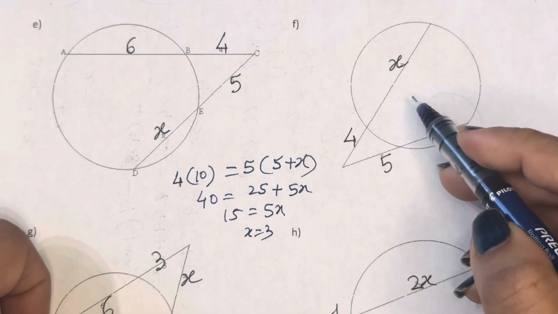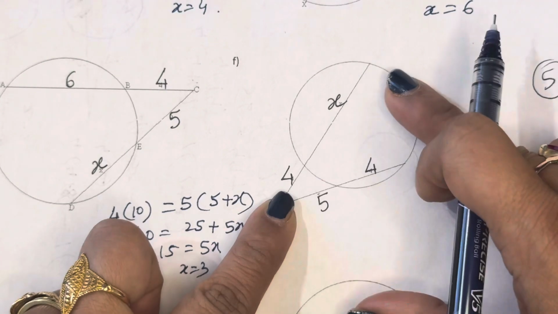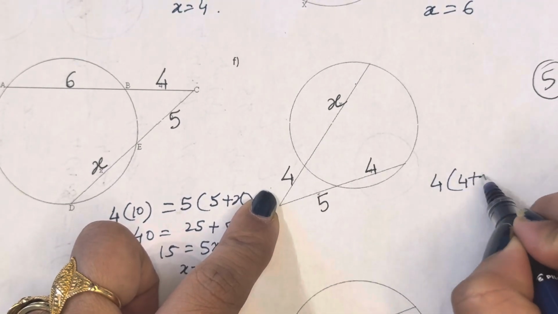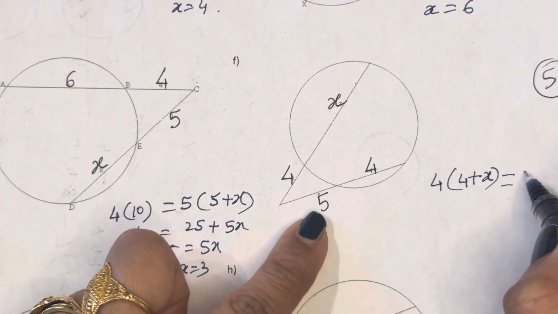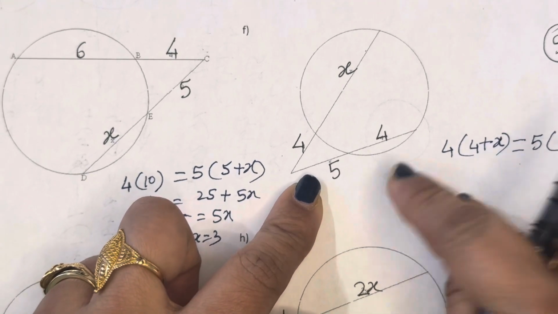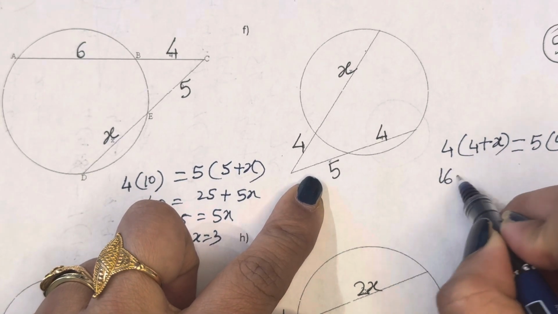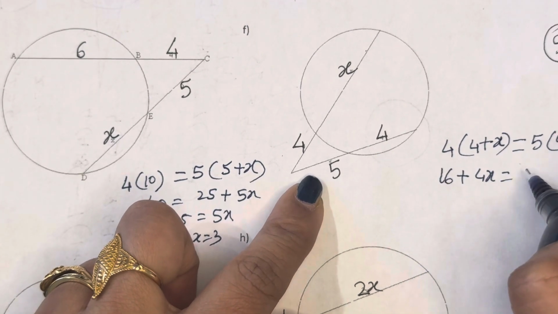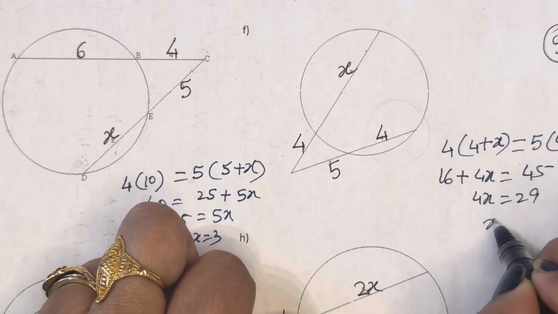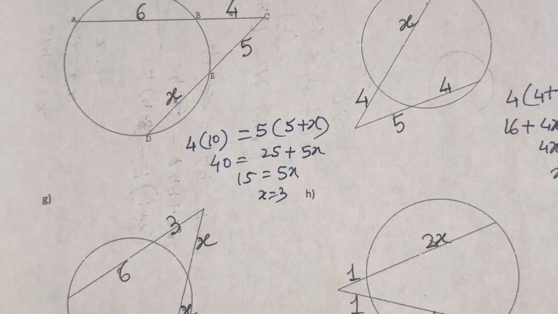Same thing goes here. So it is 4 times 4 plus x, outside times whole, equal to, again, outside times whole. Whole is 5 plus 4, which is 9. So 16 plus 4x is equal to 9 times 5, which is 45. 4x is equal to 29. x is equal to 29 over 4. You can put the answer in decimal. You can use a calculator on this.